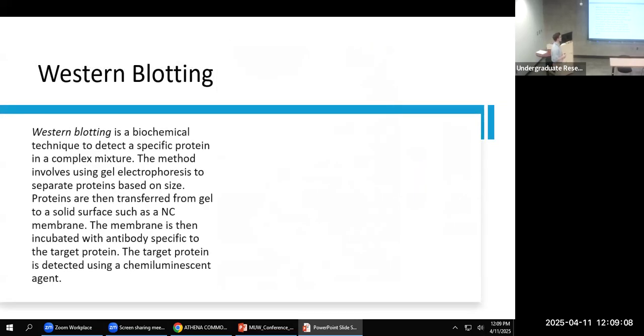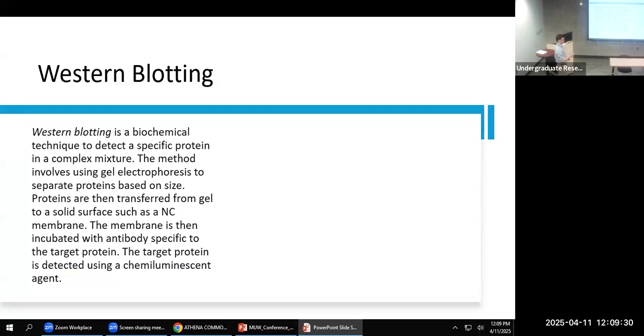Western blotting is a very common technique found in protein labs. I run a lot of them. It is a biochemical technique to detect a specific protein within a mixture of lysate, which has RNA, protein, DNA, just a whole mixture of biomolecules. And we have to be able to detect a specific protein within that mixture.